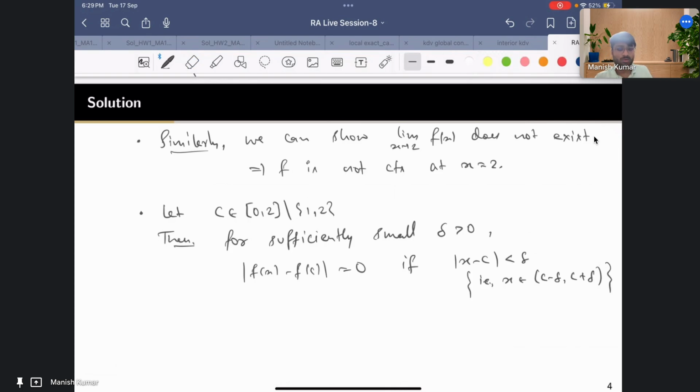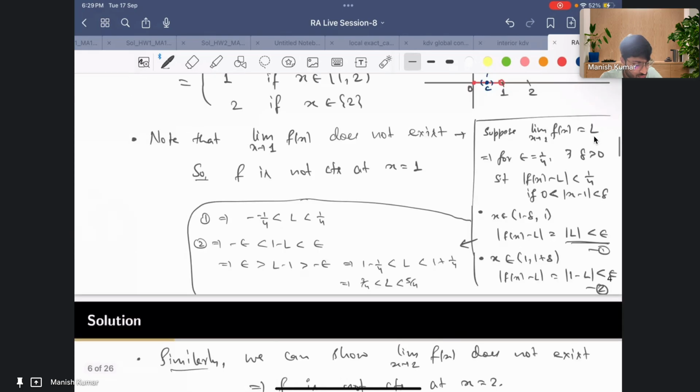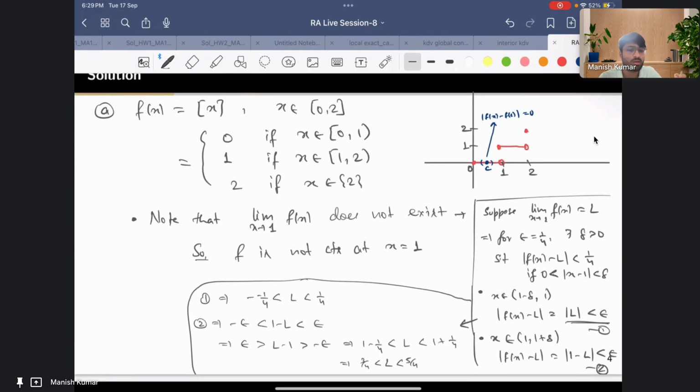Sir, I have a doubt. Yeah, sure. Sir, you have said that it is a constant function where we belong to the set minus 1, 2. But there is a jump. It takes two values from 0 to 1 open.